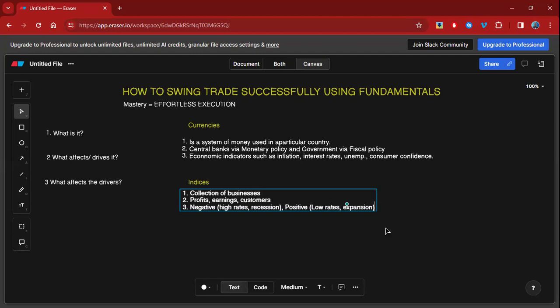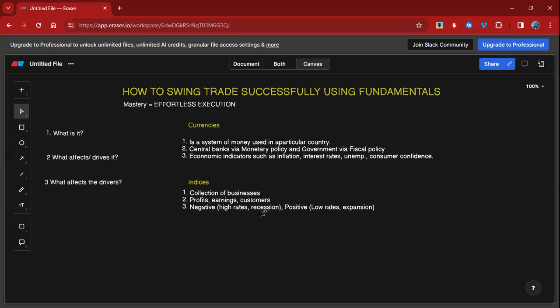So when it comes to indices, this is the simple understanding of indices, right? Or equities. It is a collection of businesses. So if it's a collection of businesses, we need to understand what affects businesses or what drives businesses, profits, earnings, and customers, right? What affects profits, earnings, and customers? The negative effects are high interest rates and a recession.